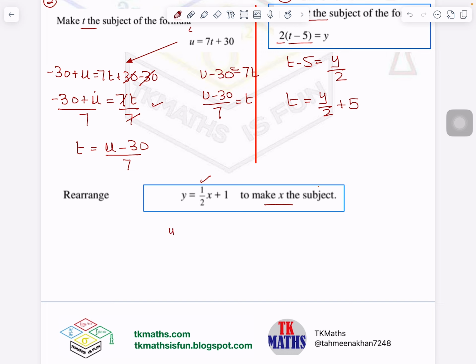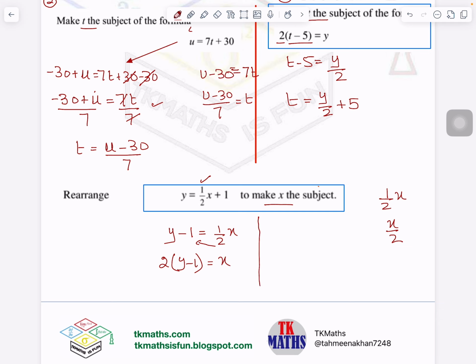So I can bring Y to the other side. Y minus 1 is equal to half X. By the way, half X is the same as X upon 2. You can write it like this also. So now cross multiply: Y minus 1 is equal to X. So I have made X the subject.